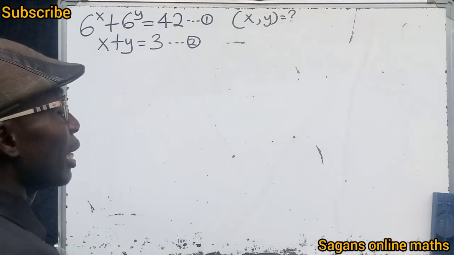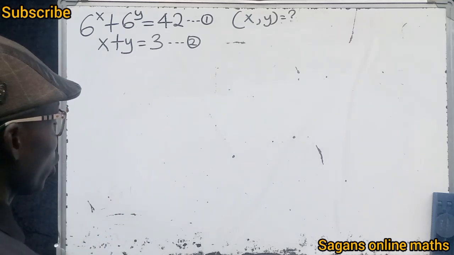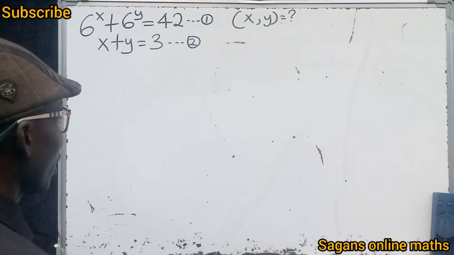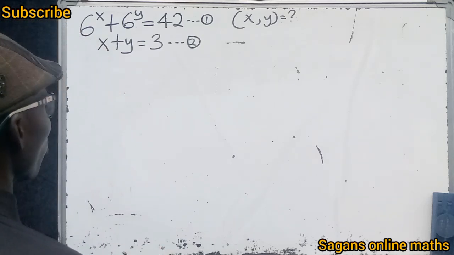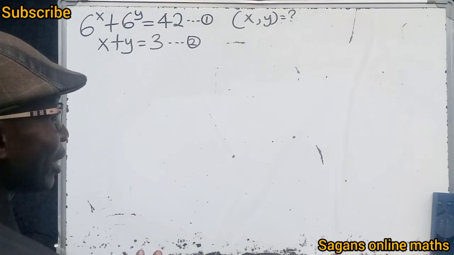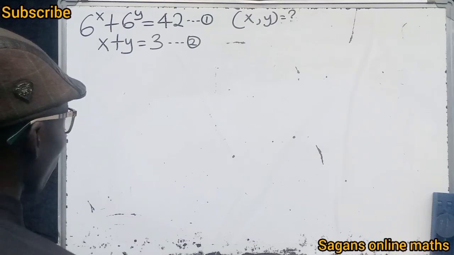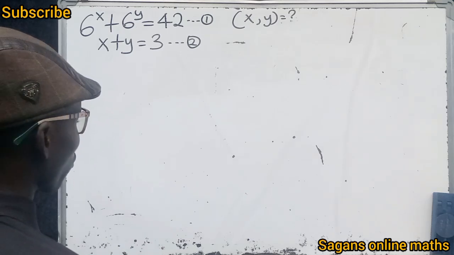This is a simultaneous equation. Now we are not going to waste our time. What we are going to do is, from equation 2, make either x or y the subject of the formula. So let's make x the subject of the formula quickly.